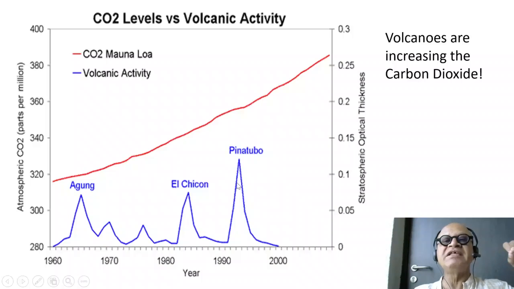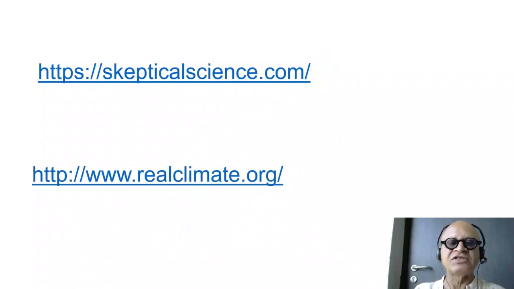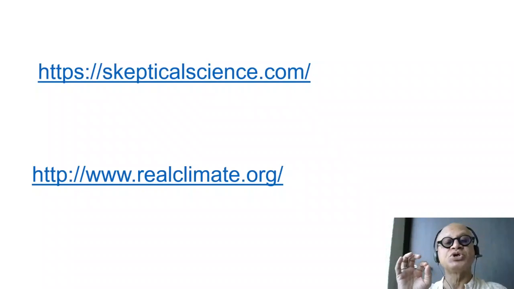Volcanoes emit millions of tons of CO2, whereas we are emitting billions of tons of CO2. So volcanic eruptions are not making any significant contribution to explain global warming. It is entirely from human emission of carbon dioxide and other greenhouse gases.